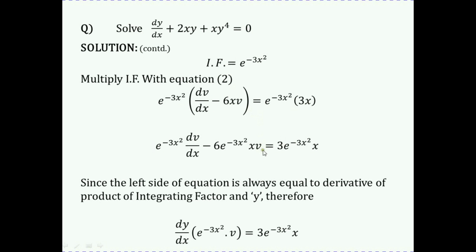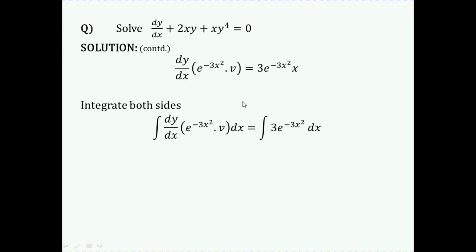As you know, the left hand side of our equation is always equal to the derivative of the product of the integrating factor and v. So our equation becomes d by dx of the product of e raised to the power negative 3x squared and v equals 3 e to the power negative 3x squared times x. Now we need to integrate both sides. And as you know, integral and derivative cancel out each other. Therefore, we are left with e raised to the power negative 3x squared times v equals 3 upon negative 6 e raised to the power negative 3x squared plus c. Here c is the integration constant.